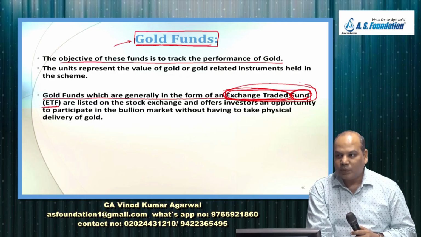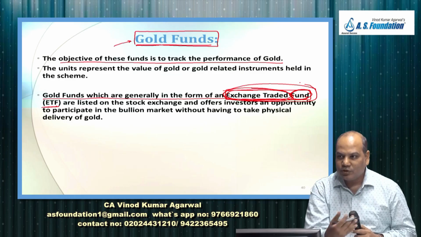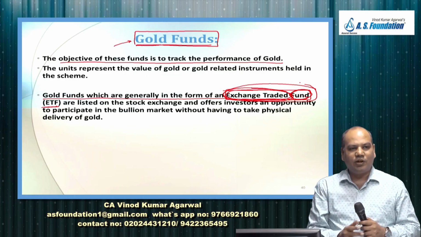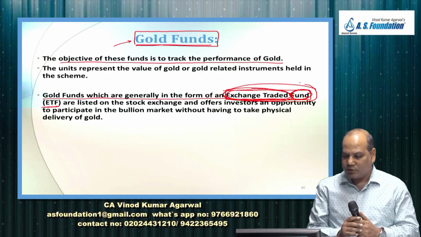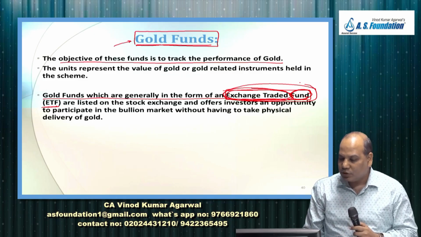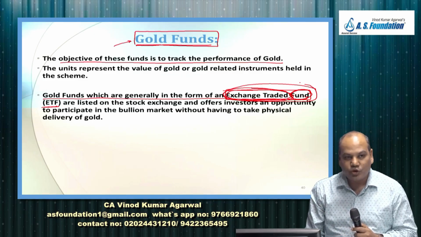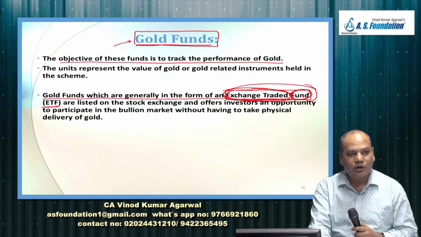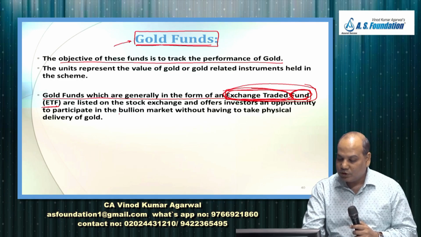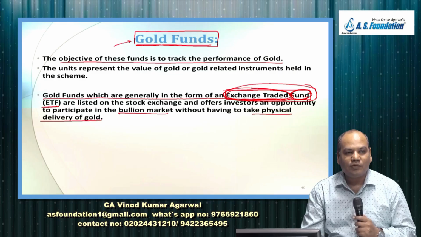So they track the performance of an index or commodity. They are traded on the exchange and you can buy and sell them like a normal stock from the stock exchange. They are listed on the stock exchange and offer investors an opportunity to participate in the bullion market. Bullion means gold and silver, the precious metal market, without having to take physical delivery of gold.